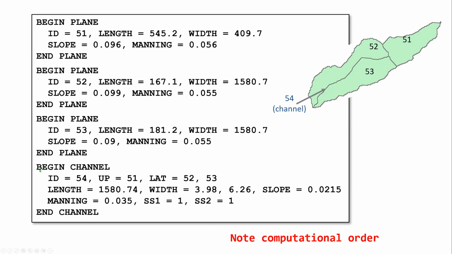And now we're going to do the channel element. So what's important is that you have to know what's upstream of the channel element, number 54. What's coming in from above is 51, and what's coming in laterally are 52 and 53. So now it knows that the channel is looking toward the output of 51, 52, and 53. And again, you can see here, we're modeling it as an impervious surface.